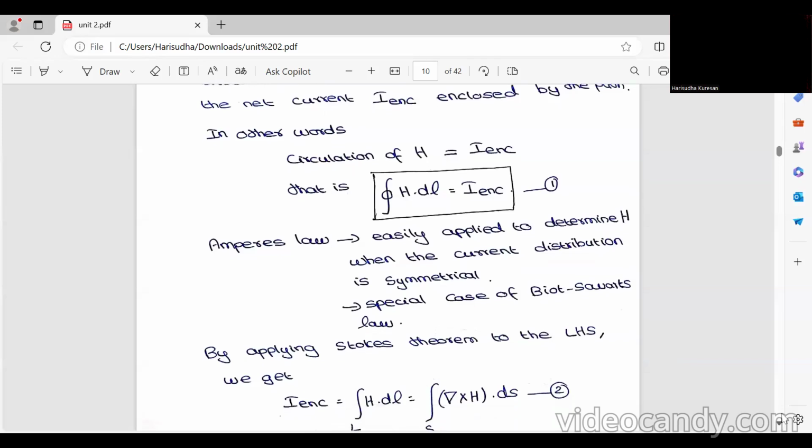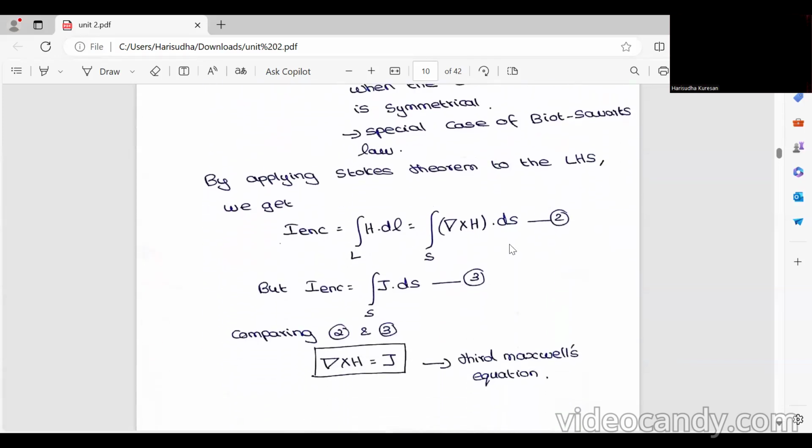We know the Stokes theorem. Stokes theorem is nothing but converting a line integral to a surface integral. So we can write the enclosed current is equal to the line integral of H dot dl. The same way, when you apply the Stokes theorem, you can convert this line integral to a surface integral. So you can write integral over S of del cross H dot ds.